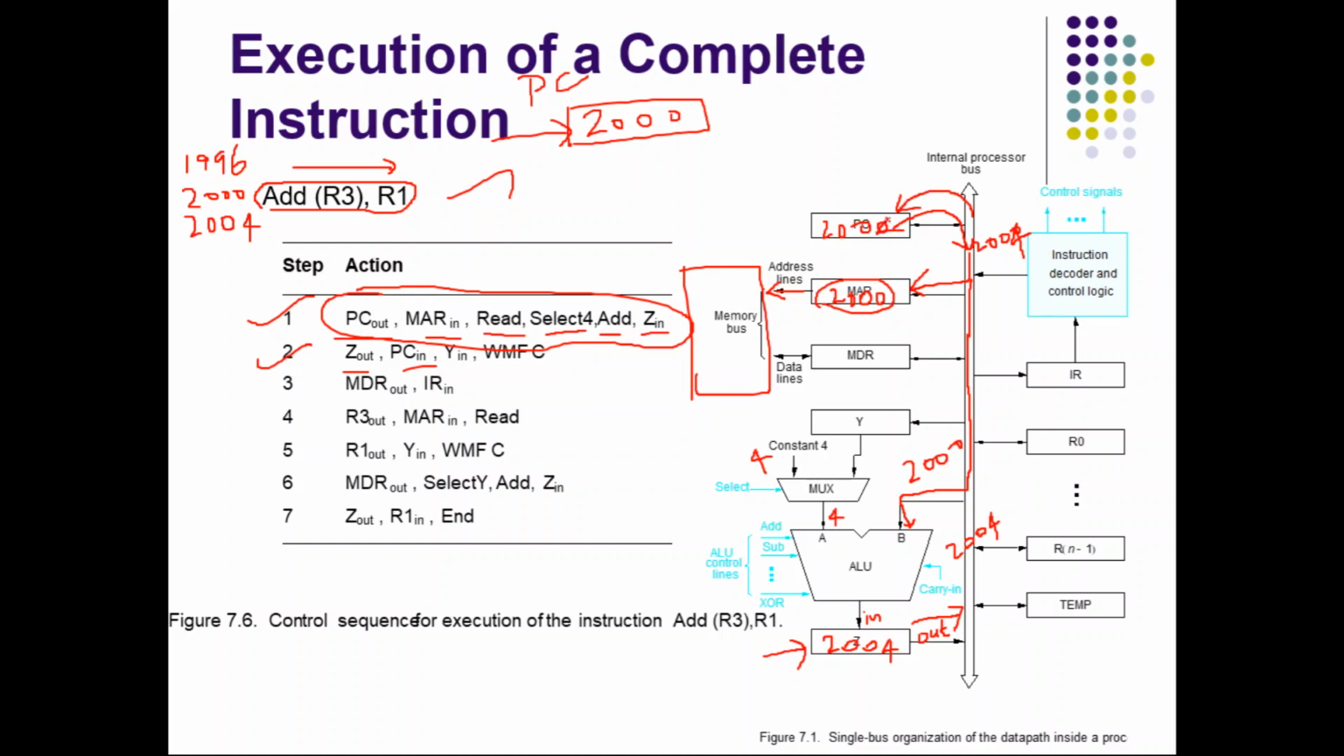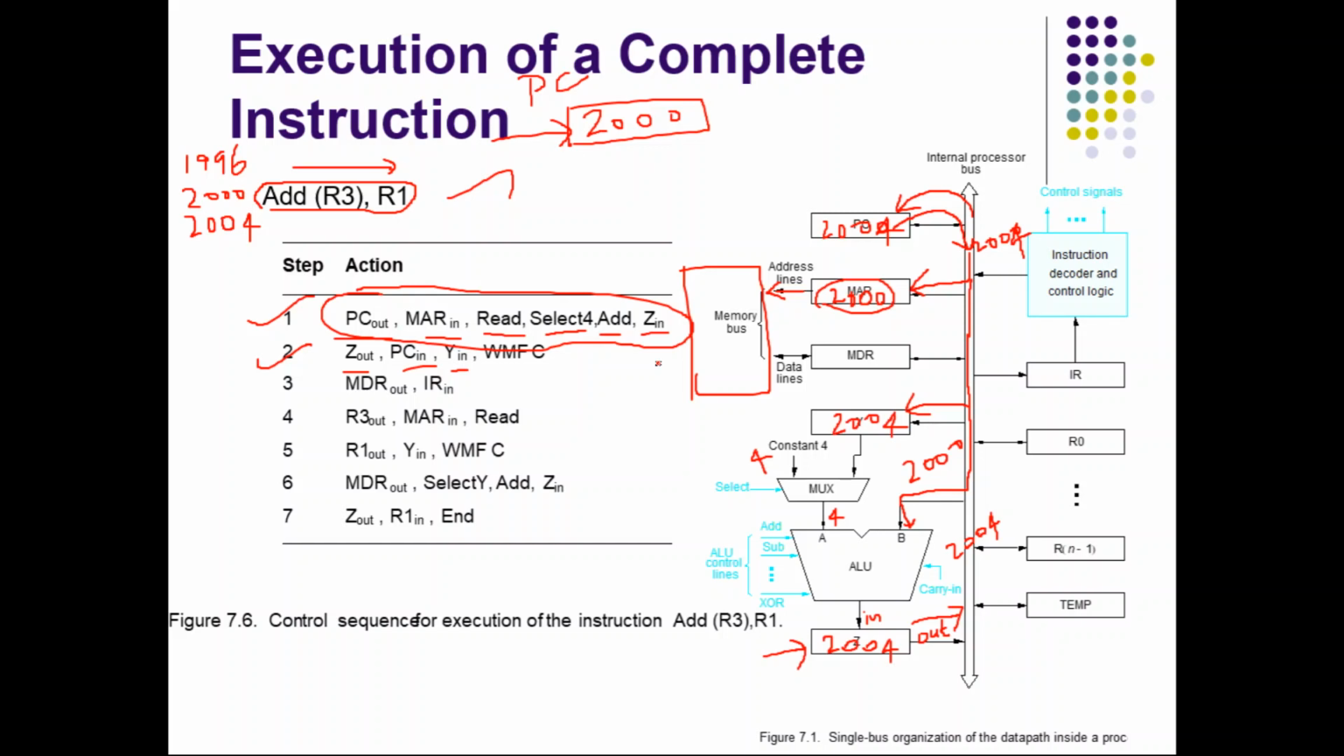So now PC will become 2004. Are you getting it? So what happens now? PC is pointing to the next address. Not only that, we are transferring that to Y in also. So whatever is on the bus, 2004, we are keeping that in Y in also. Why we are keeping this in Y in, that I will tell later.